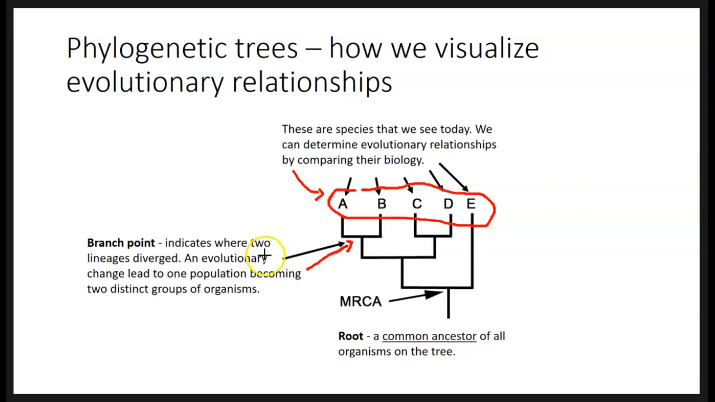So a branch point is a point on the graph where two lineages, or two different strains or species, diverged. And so this is really showing an event that happened in evolutionary history. We don't have a direct observation of this event happening, but there was some change in this population of organisms where one group of organisms developed and behaved one way, and another group of organisms developed and behaved another way. The root of the tree is a common ancestor of all of the organisms that are displayed on the graph.